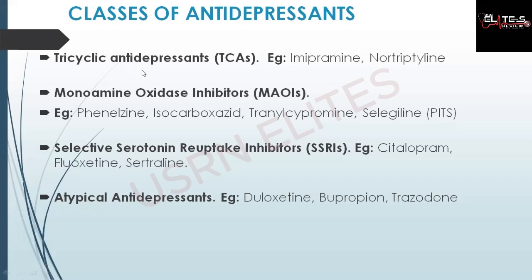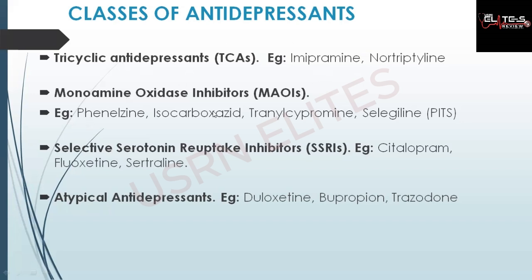We have tricyclic antidepressants. The NCLEX will not ask you what they are, but know some of the examples: imipramine, nortriptyline. So when you hear of nortriptyline, and later you hear of amitriptyline somewhere, you should know that they are all the same. So these are tricyclics. I think they are part of the old ones.